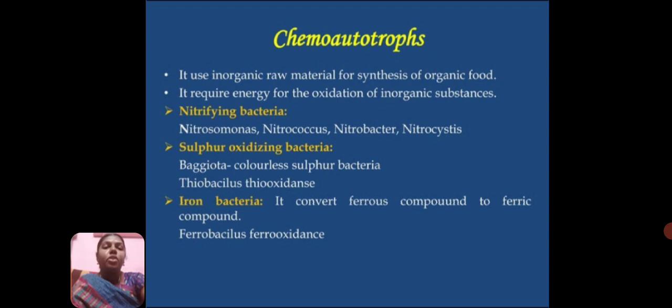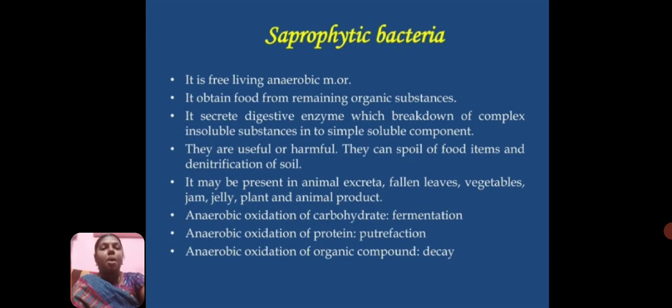Chemoautotrophs use inorganic raw material for synthesis of organic food. They require energy from the oxidation of inorganic substances. Nitrifying bacteria: Nitrosomonas, Nitrococcus, Nitrobacter, Nitrocystis. Sulfur oxidizing bacteria: Beggiatoa, Thiothrix, Thiobacillus, Thiooxidans. Iron bacteria convert ferrous compounds to ferric compounds: Ferrobacillus ferrooxidans.